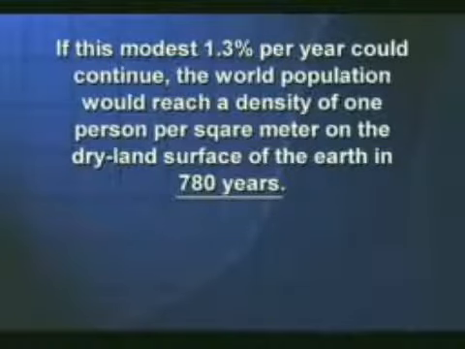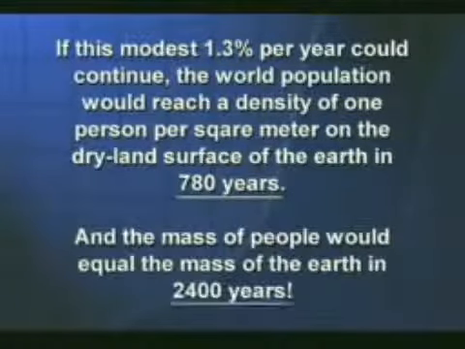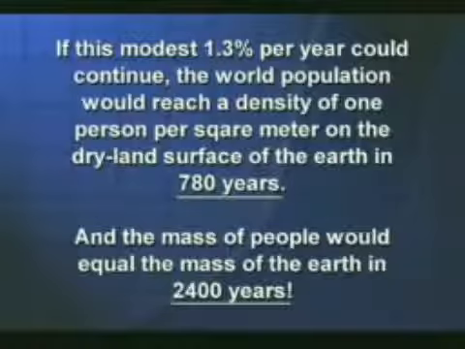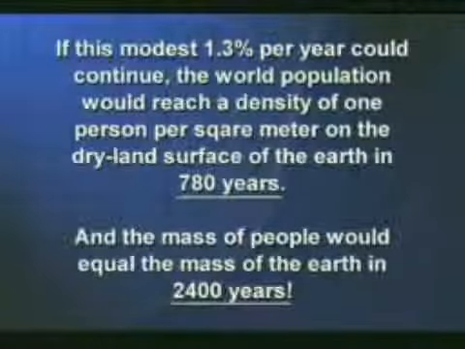Now, if this modest current 1.3% per year could continue, the world population would grow to a density of 1 person per square meter on the dry land surface of the earth in just 780 years, and the mass of people would equal the mass of the earth in just 2,400 years.